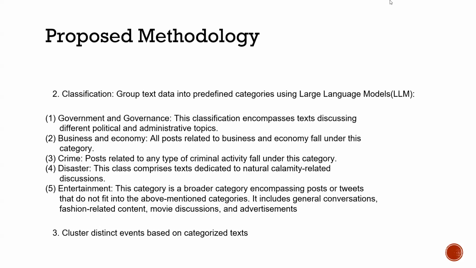I have selected 5 categories. The first is government and governance, which encompasses text discussing different political and administrative topics. The next one is business and economy: all posts related to business and economy fall under this category. Next, crime: posts related to any type of criminal activity. Next is disaster: text dedicated to natural calamity related discussion. The other one is entertainment. Any other topics like miscellaneous content, movie discussion, advertisement, and fashion can come under entertainment. These are the 5 categories we have defined, and we can change them to any category you prefer.